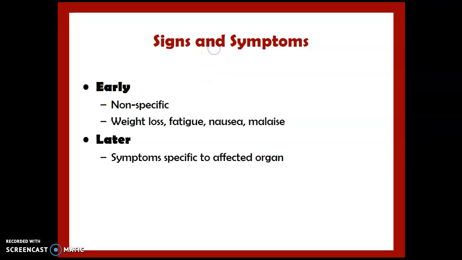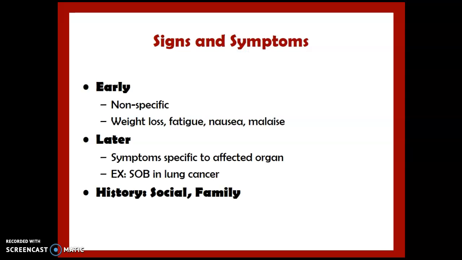As cancer develops further, we'll have symptoms that are specifically related to the affected organ. For example, if a person starts to develop lung cancer, their lungs are not going to function as well. They'll have shortness of breath. If they have GI cancer, they're going to have specific GI issues, potential vomiting, diarrhea, etc., problems of the digestive system, etc.